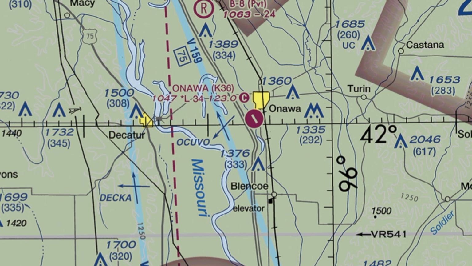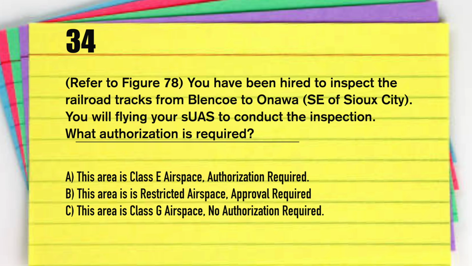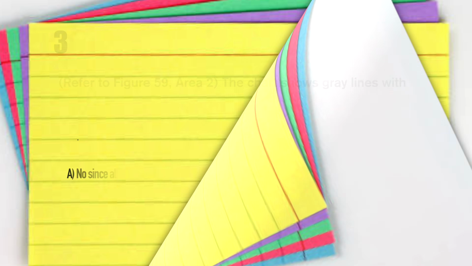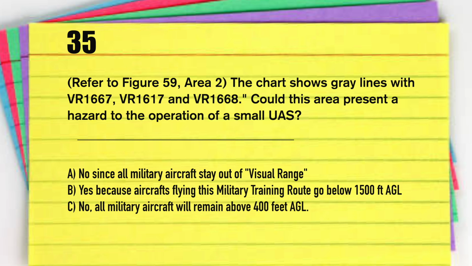The only reason why you would need to be worried about flying in this location is if you saw that that airport had a dashed magenta line around it where the airspace actually was from the surface up to 1,200 feet AGL. But other than that, looks like you're in the clear. Class G airspace, no authorization required. The correct answer is C. Flashcard 35 and still alive.